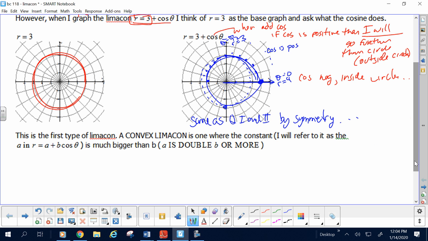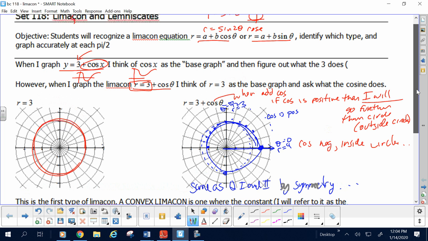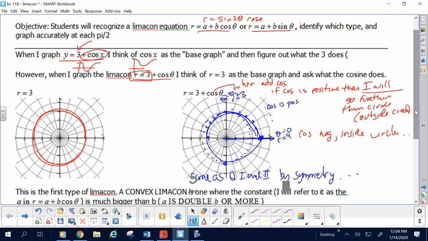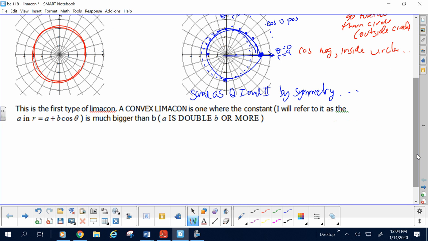Okay. Now this is one of 4 types of limacon. There are 4 types of limacon, and they're all based on how big that number is out front. When that number is much bigger, 3 is a lot bigger, so the cosine doesn't have a huge effect. It has a little effect, but not a huge effect. When the first number is much bigger, and by much bigger we define that as double or more, then you get this convex limacon, egg shape. Okay? Are you down? All right.